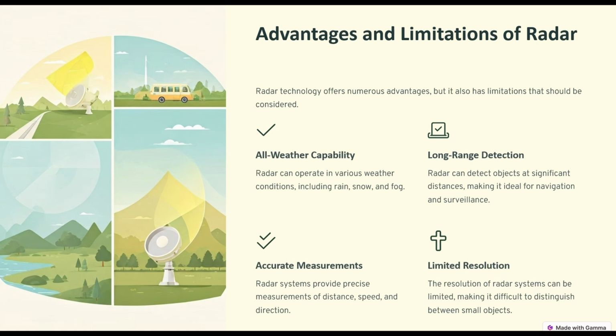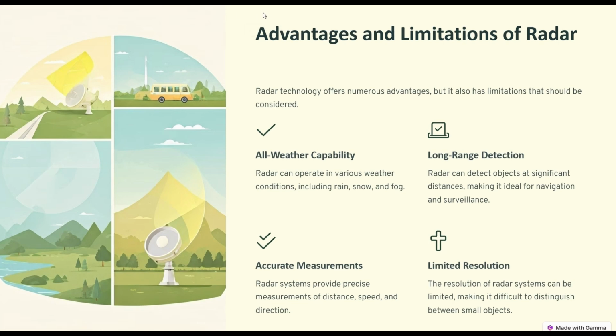Some limitations of radar applications. Radar technology offers numerous advantages, but it also has some limitations that should be considered while using these systems. The advantages are its all-weather capability: radar can operate in various weather conditions, including rain, snow, and fog. Its long-range detection: radar can detect objects at a significant distance, making it ideal for navigation and surveillance. It provides accurate measurements: radar systems provide precise measurement of distance, speed, and direction of the target. But a few of the limitations are its limited resolution. The resolution of radar systems can be limited, making it difficult to distinguish between smaller objects and larger objects.